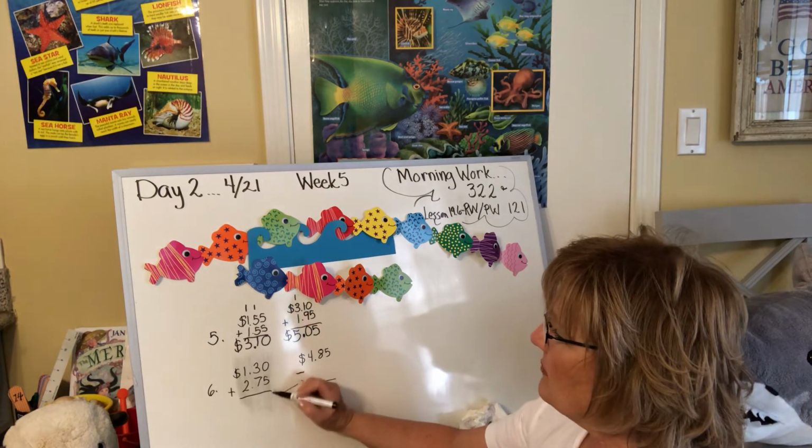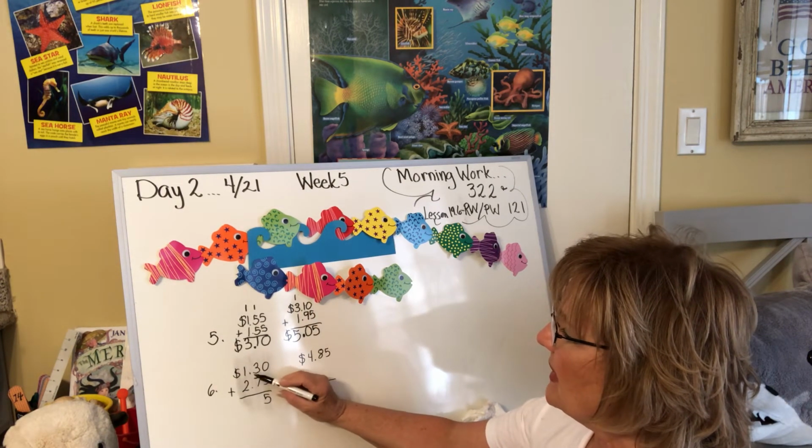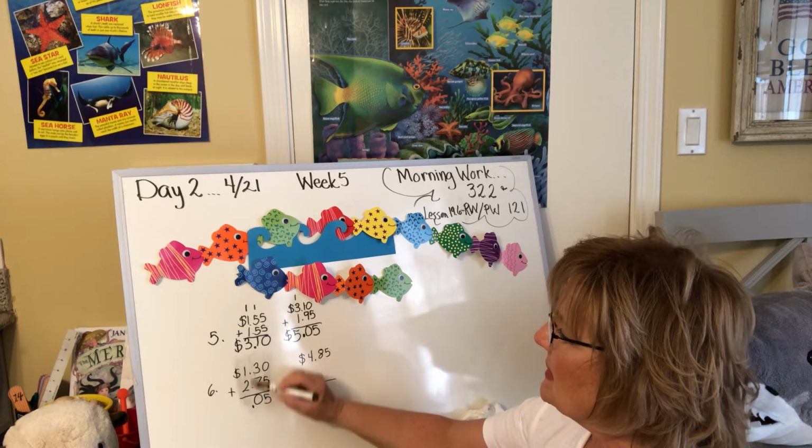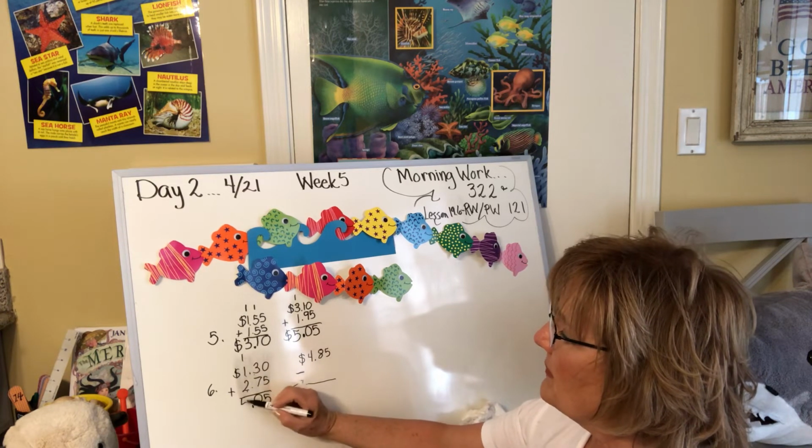Okay, 5 plus 0, 7, 8, 9, 10. Is that what I did? I don't know. 2, 3, 4.